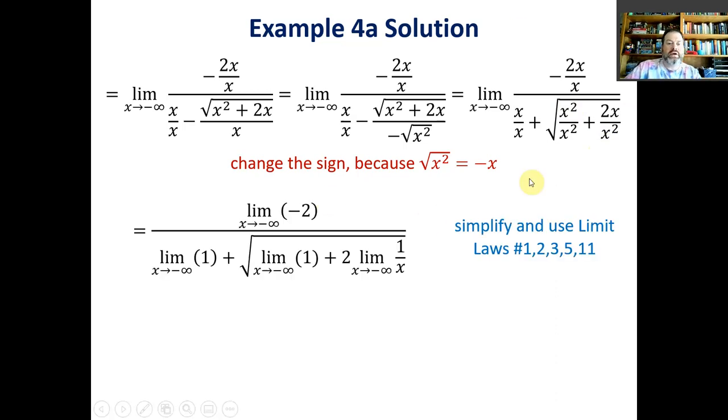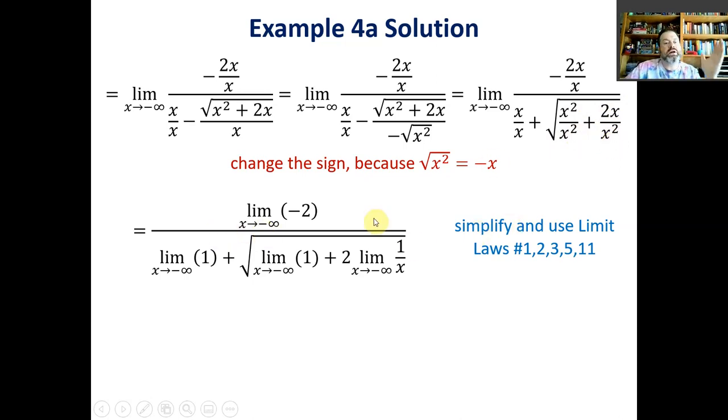Now I can start canceling and I see all the limits exist. When I cancel this, I get -2. When I cancel this, I get 1. When I cancel this, I get 1. When I cancel this, I get, well, it's 2 over x. 2 over x exists. The limit exists.